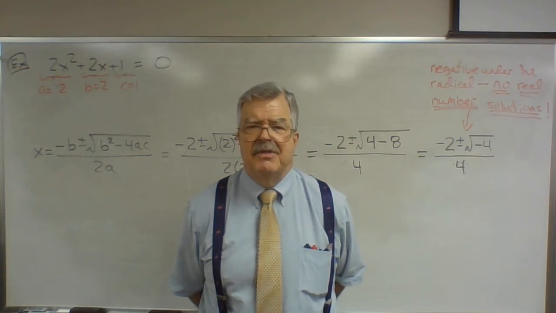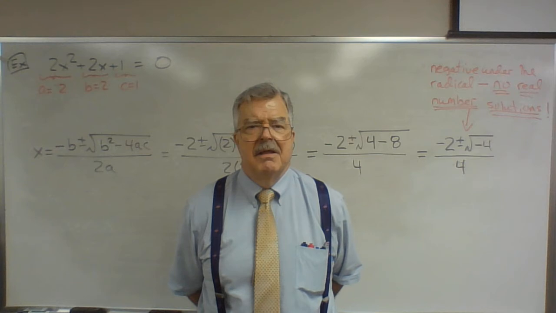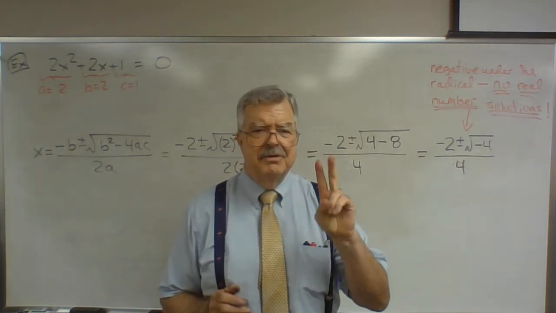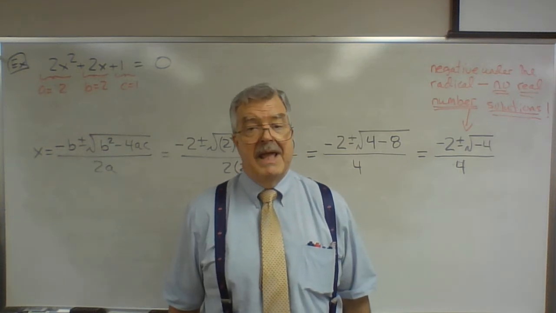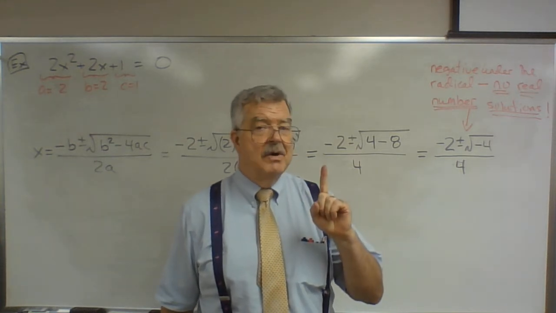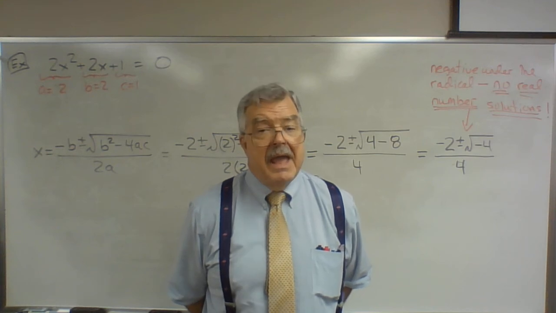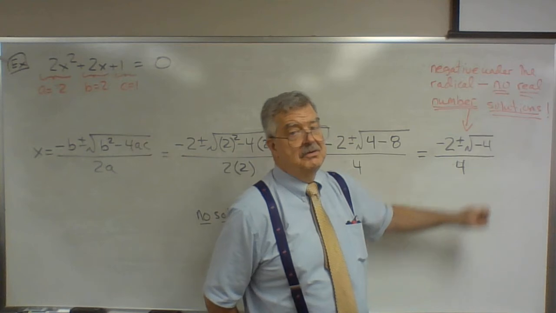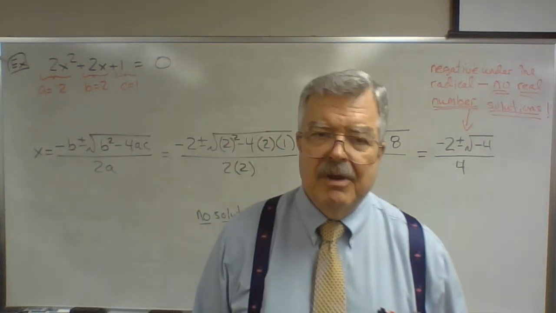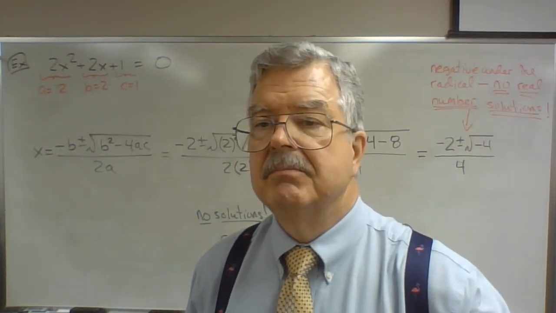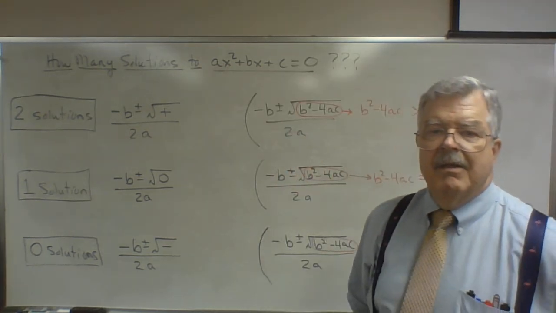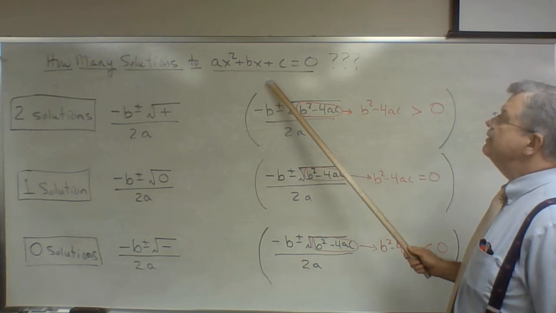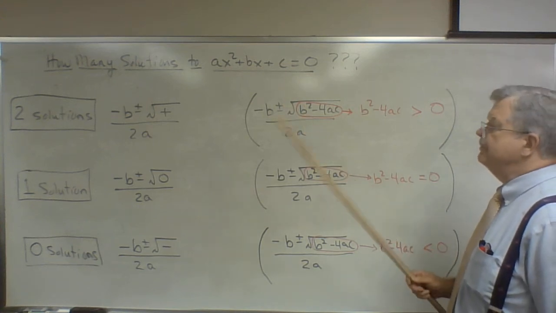Let's revisit all of the examples that we did, and we'll notice what happened in every case where we had 2 solutions. We'll notice what happened in the case where we had exactly 1 solution. And we'll notice what happens in the case where we have no solutions. So let's summarize that. Okay, how many solutions do we expect to get to this quadratic equation?